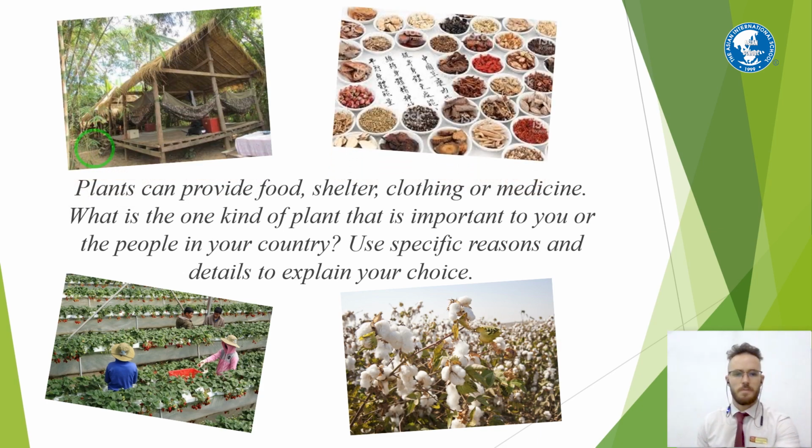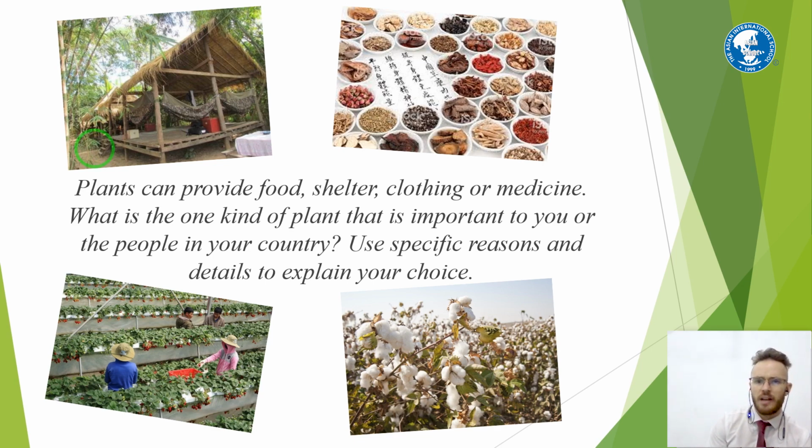Okay, here's the brief. So, plants can provide food, shelter, clothing, or medicine. What is the one kind of plant that is important to you or the people in your country? Use specific reasons and details to explain your choice. So we can see in the pictures, just to give you some ideas, to get some of those creative ideas flowing, we've got a picture of a canopy there. You can see there's roofs being made with palm leaves and lots of bamboo used.